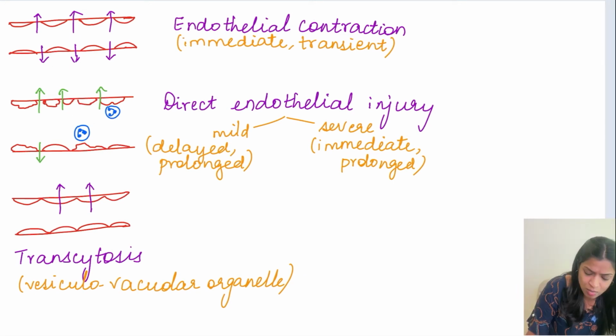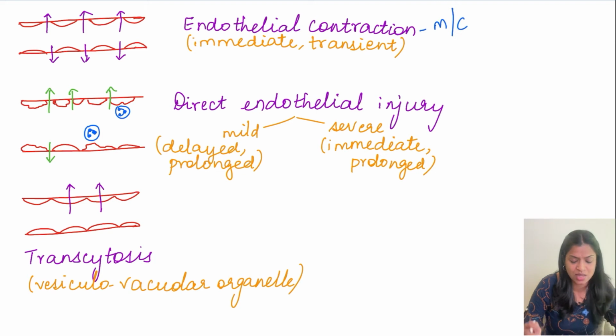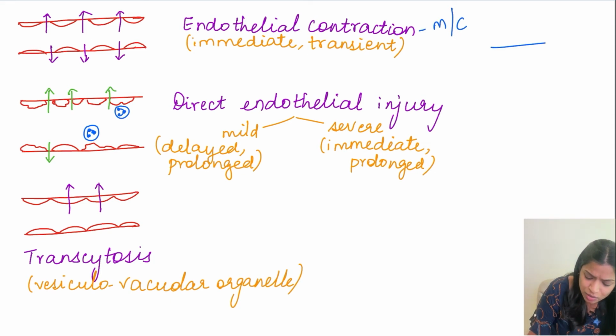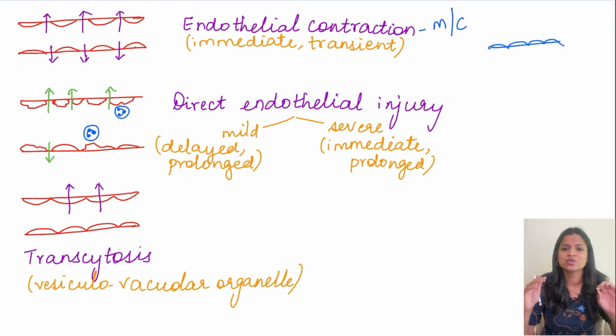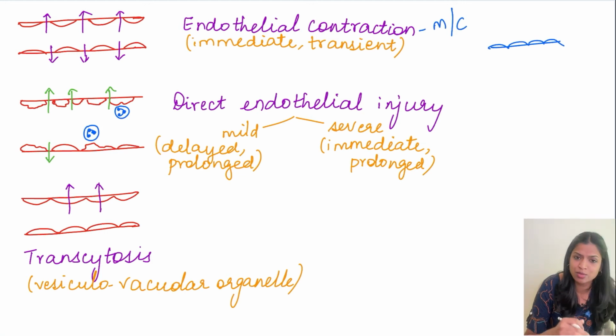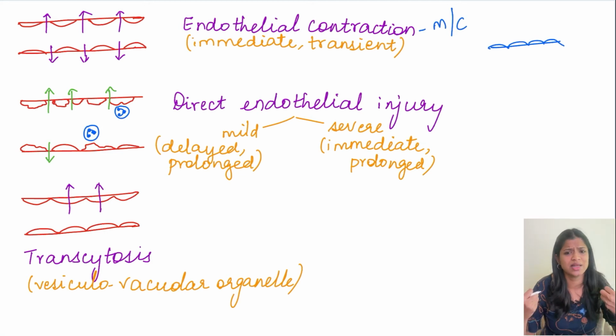The first and the commonest method is endothelial contraction. Normally the endothelial cells are continuous like this, right? So these endothelial cells are going to contract or retract. This is going to create interendothelial gaps, and through this the WBCs are going to exit. Since this contraction can happen just like that, it is going to be an immediate response, and once it has contracted, for it to go back to normal it will take some time. So this response is going to be immediate and transient.